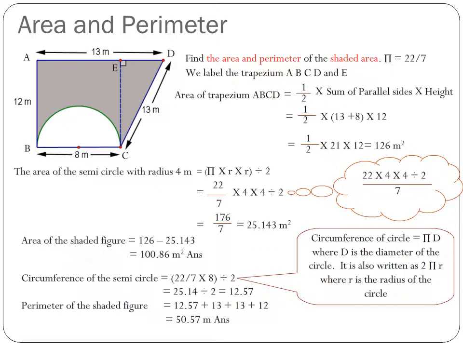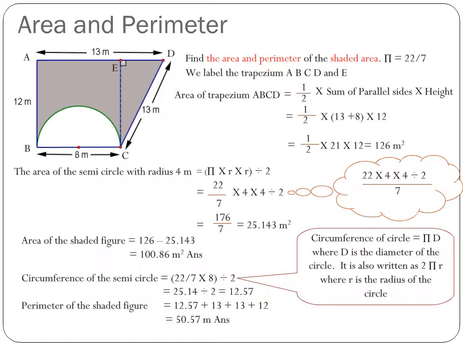Since pi is 22/7, we take that and multiply it by 4, the radius, and multiply by 4 again, the radius, divide by 2. And this is equal to 176 divided by 7, which is equal to 25.143 square meters. I did a little bit of working in the clouds, so if you're interested, you can look at that working.